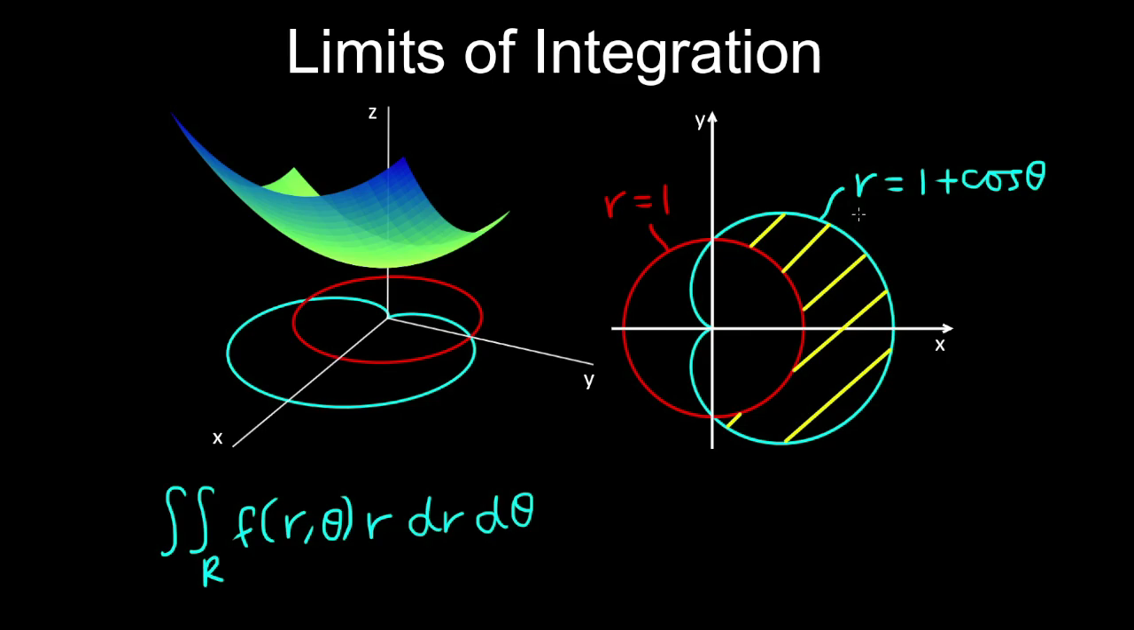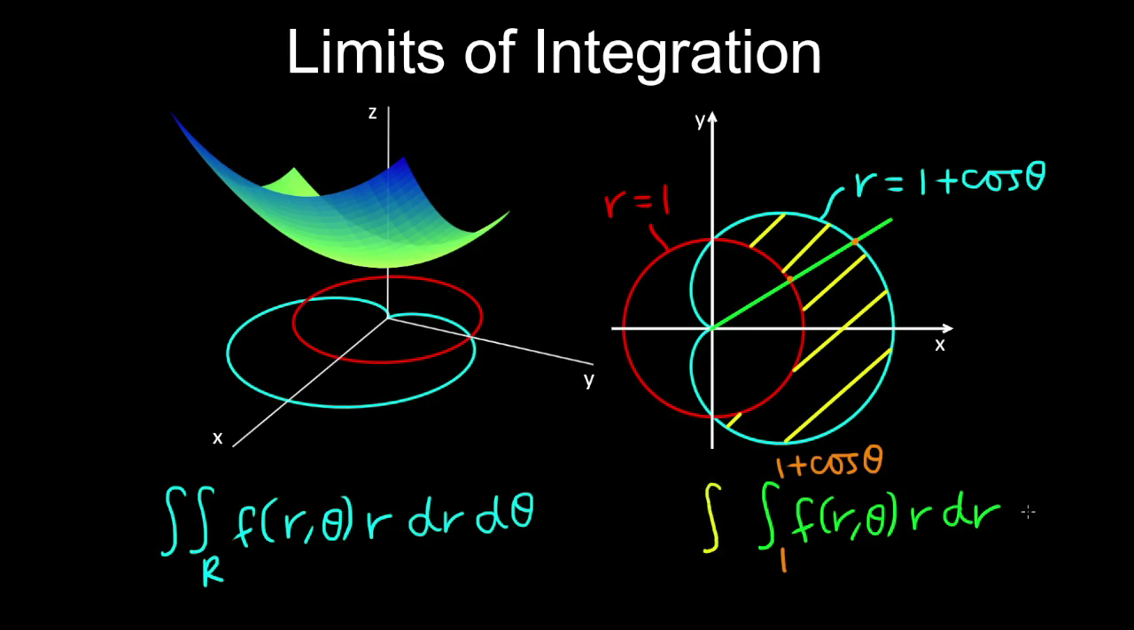So once we've labelled the bounding curves, we draw a ray from the origin that cuts through the region. So first, we're integrating the function with respect to r, so we multiply by r and integrate over r. And the limits of integration are obtained where the ray enters the region and exits the region. So that's at r equals 1 to r equals 1 plus cosine theta. And then we integrate the result over theta.